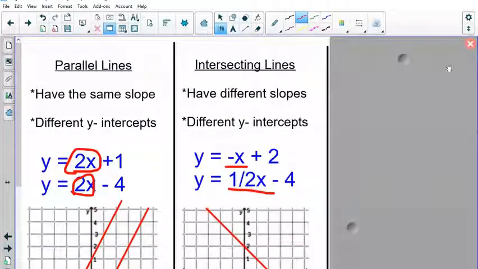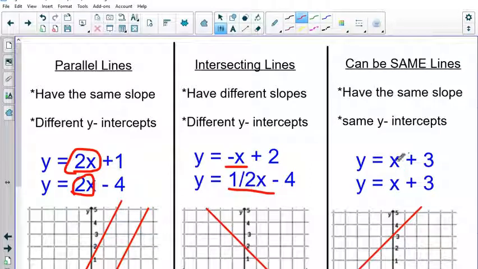Okay, and then the last thing that could happen is they could be the exact same line, which would be easy to tell because they would have the exact same equation. They would have to have the same slope and the same y-intercept.